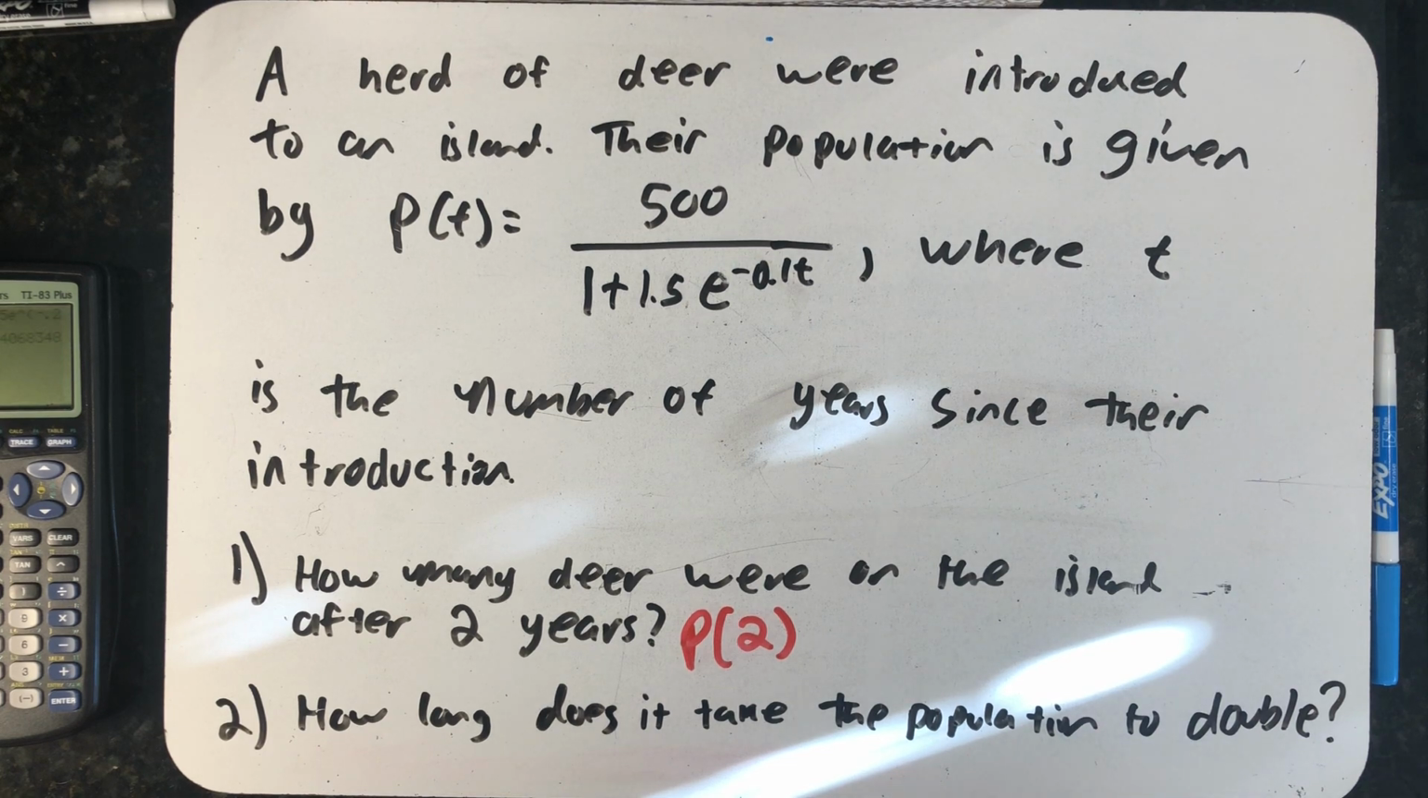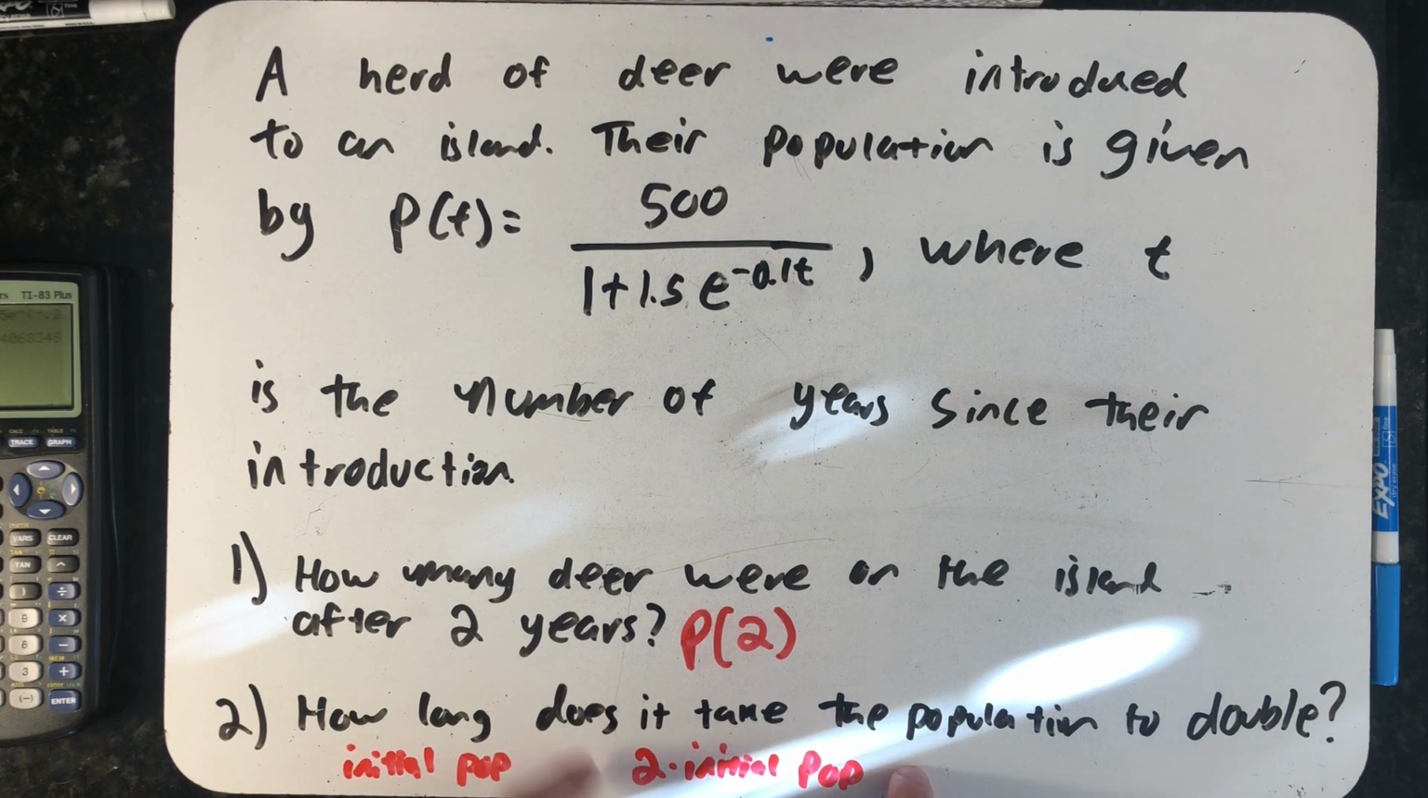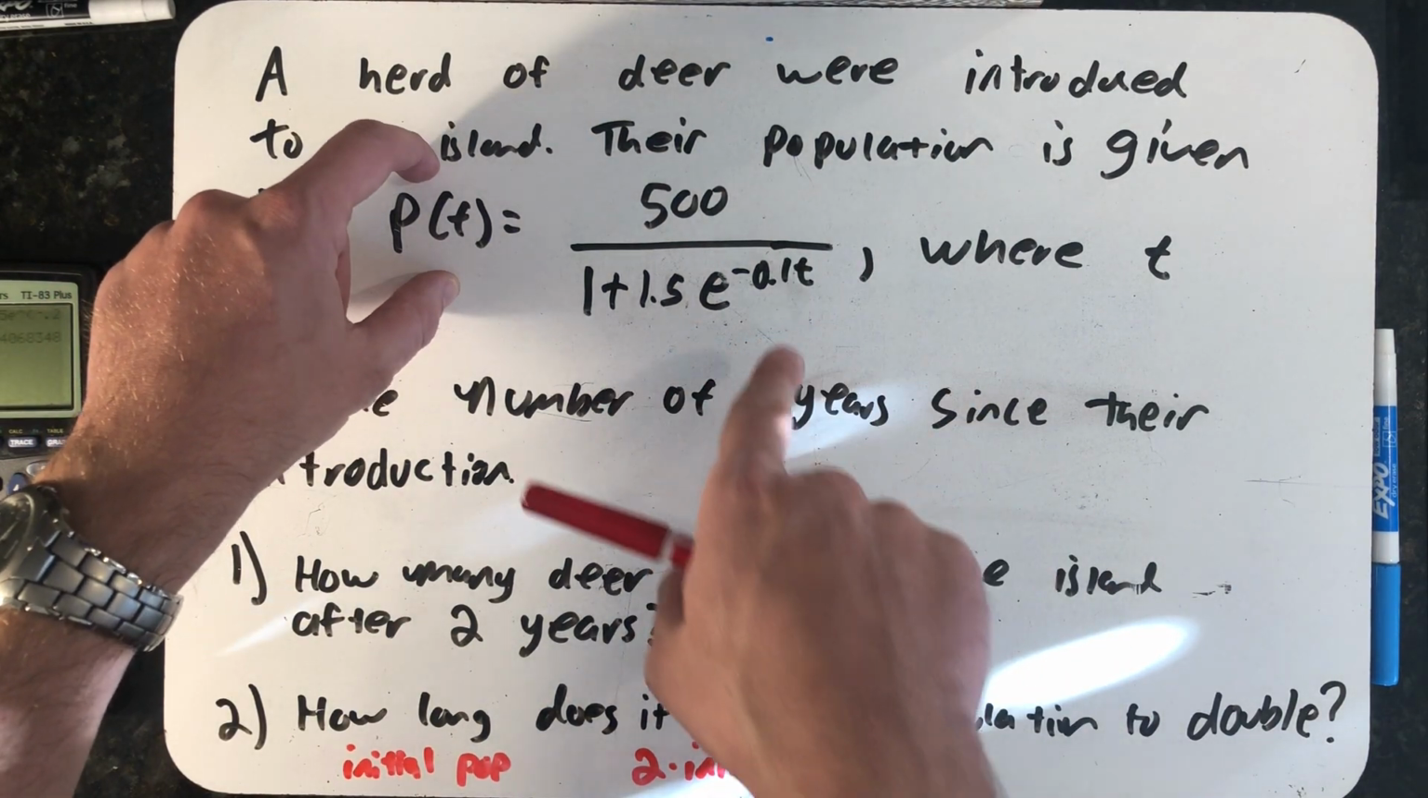Well, that's going to make me need to know how many deer were originally on the island. I need an initial population, and then I'll multiply that by 2, because this is where they started, and they'll double when they get this number of deer. Then I'll substitute that in and solve for t.